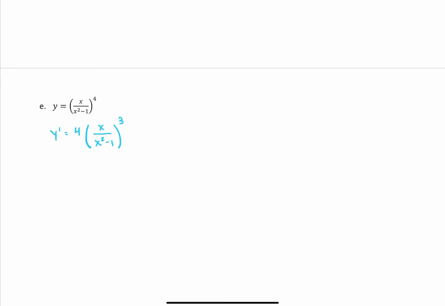The inside is going to require that we do the quotient rule because that's how we derive x divided by x squared minus 1. So remember, the quotient rule is the denominator multiplied by the derivative of the numerator minus the numerator times the derivative of the denominator, all divided by the denominator squared.